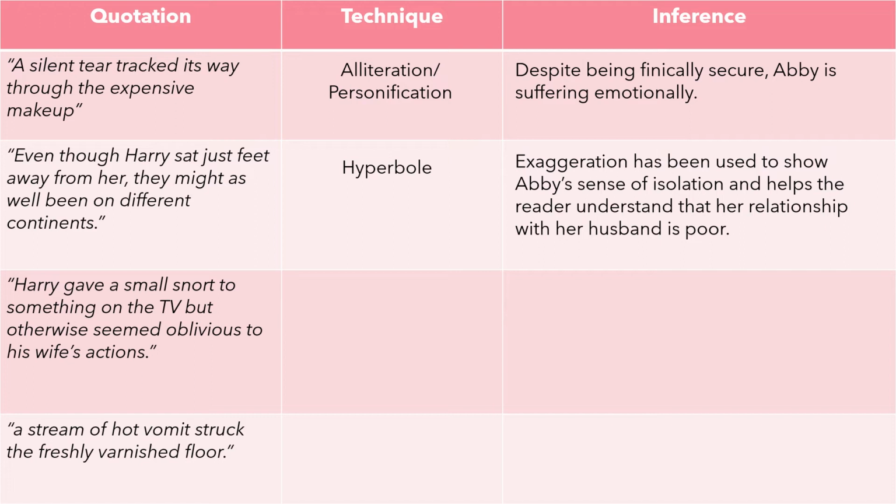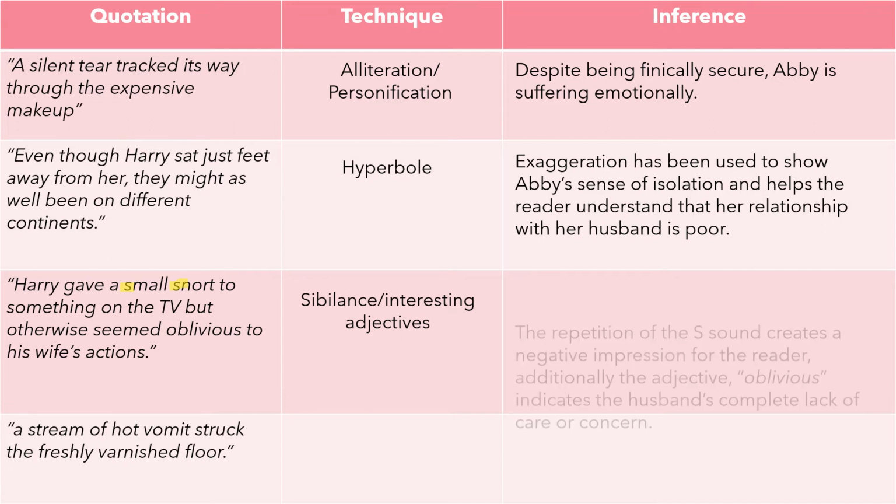Number 3, Harry gave a small snort to something on the TV, but otherwise seemed oblivious to his wife's actions. So here we have sibilance. So sibilance is very similar to alliteration, but instead we're going to focus on the S sound. Now this is a fantastic one to use when you come to your own creative writing, because sibilance gives us very negative connotations with this S sound that comes across, and that is normally associated with evil actions or negative things like that.